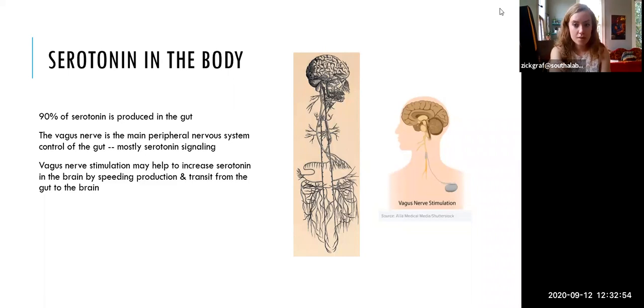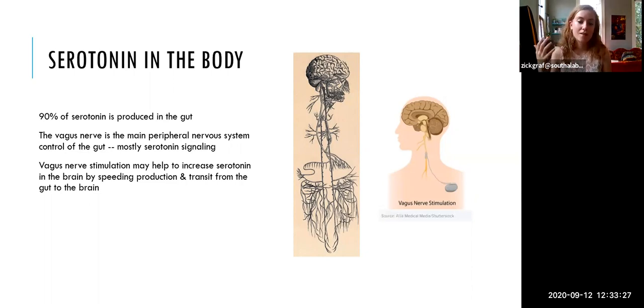So as I said, most of the serotonin in our body is produced in the gut. The vagus nerve is one of the 10 cranial nerves that goes from the brain into the peripheral nervous system and helps control bodily functions outside of the nervous system and also bring information from the body back into the brain. The vagal nerve, or the vagus nerve, innervates the gut, so it's responsible for all of our digestive processes.